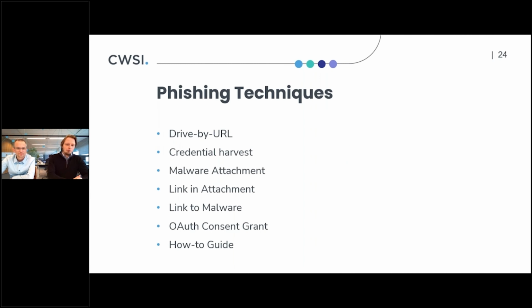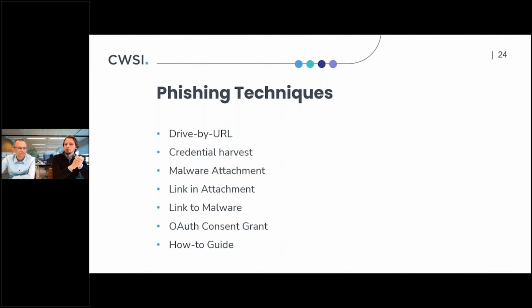So, of course, important features are as well what phishing techniques are available in this simulation. And I think that drive-by URLs and credential harvesting is more traditional. So that would also include landing pages of phishing websites. But I think that the more advanced ones, so the fake malware attachments or links in attachments or link to malware, and even something very Microsoft specific, the OAuth consent grant is also a phishing technique that can be used.